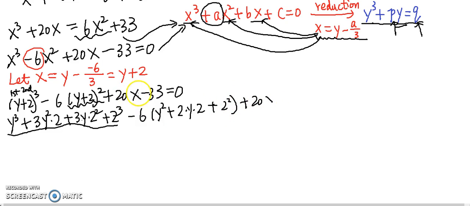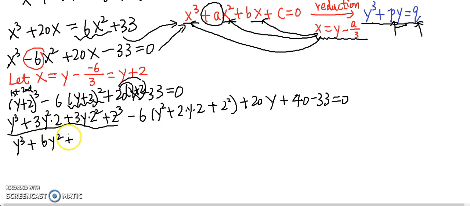Oh, I'm sorry, I forgot to replace this x here with y plus 2. So we also need to distribute. We get 20y plus 20 times 2, which is 40, minus 33 equals 0. Next we're going to multiply out 6 times y squared plus 2 squared, which is 4, 4 times 3 is 12y plus 8, and distribute negative 6 to all of these.